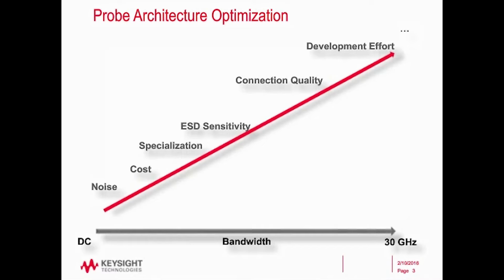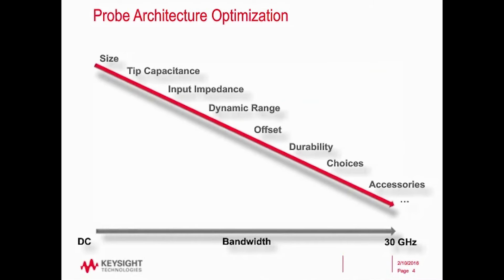So there are features that increase proportional to bandwidth. On the flip side, there are also attributes about probes that decrease proportional to the bandwidth. For example, as you go up in bandwidth, probes tend to get smaller, the tip capacitance has to be smaller, the input impedance tends to be smaller, and they're not as durable. Ultra high bandwidth probes, just by their nature of being smaller, aren't as durable as the general purpose passive probes. The number of choices out there is more limited, there aren't as many accessories, and on and on.